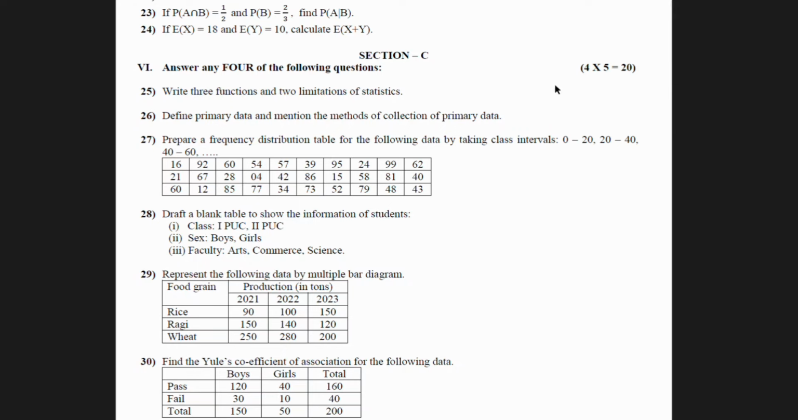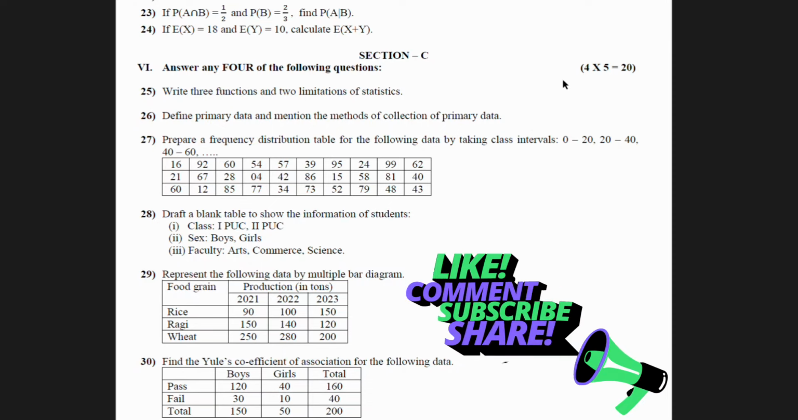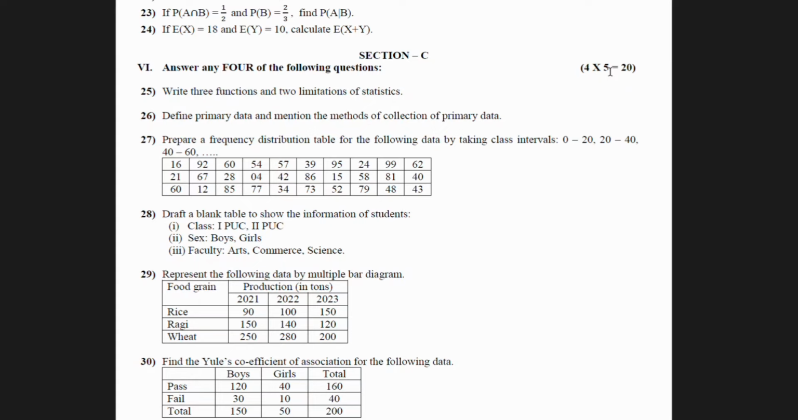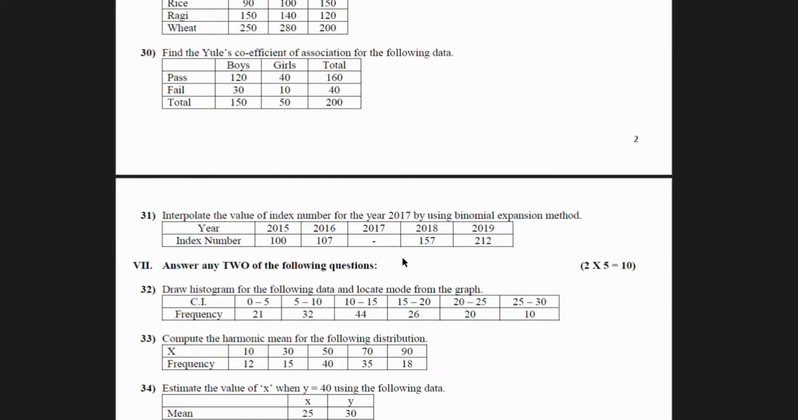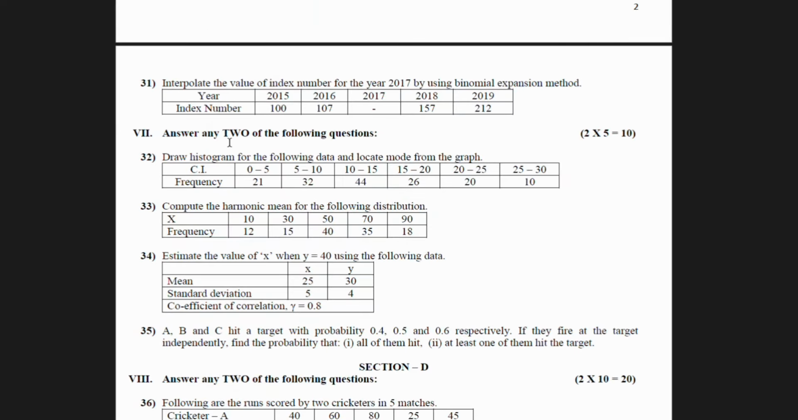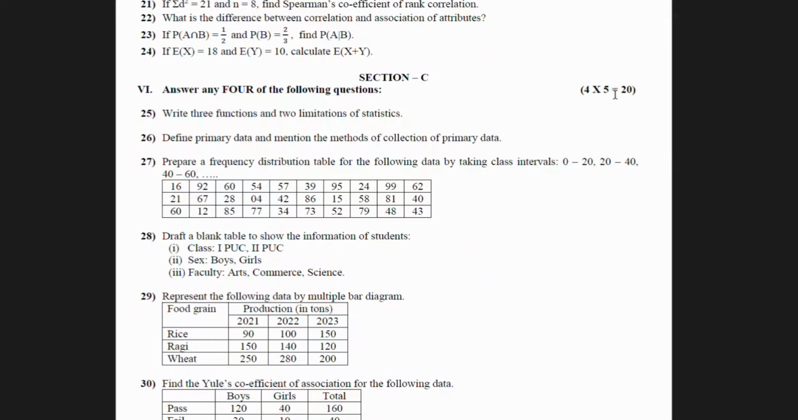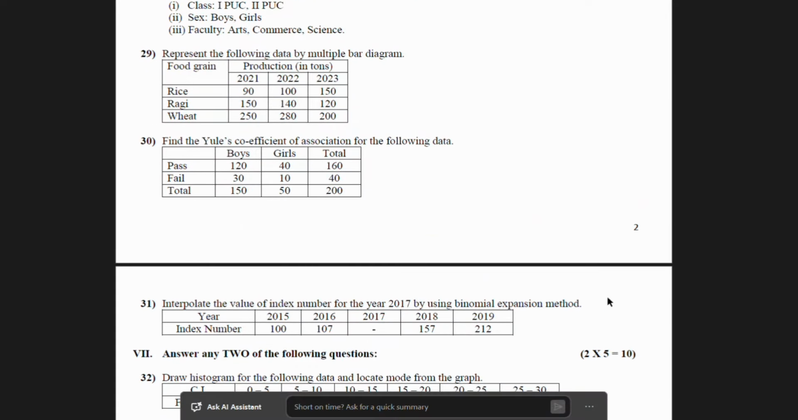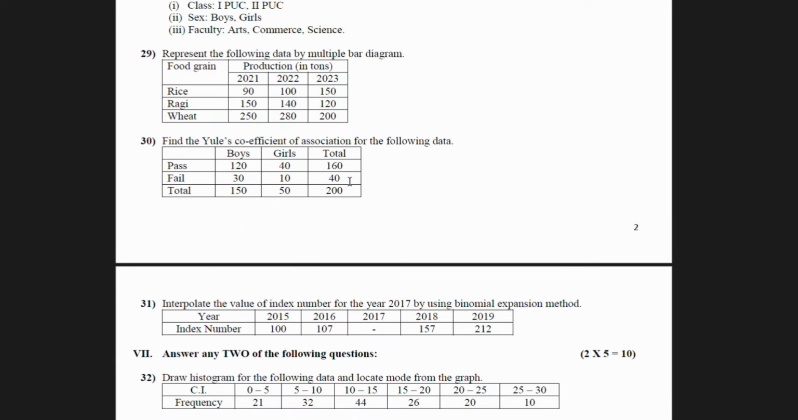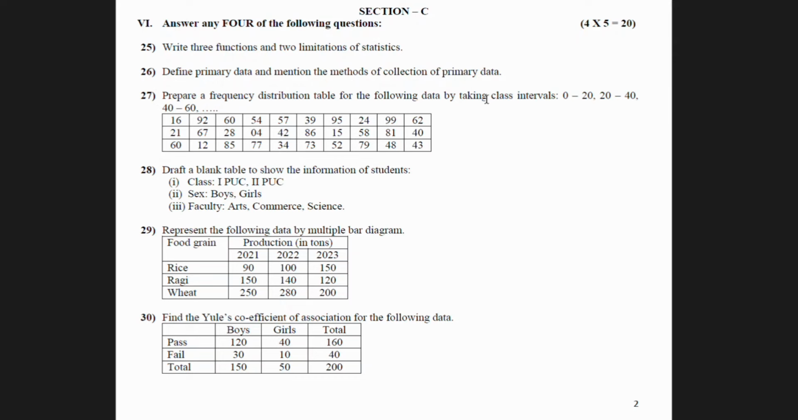So section C has questions which contain 5 marks each. In the first subsection you have to write 4 questions and each carries 5 marks, and in the second subsection you again have 4 questions out of which you have to write any 2, each of which carries 5 marks. So here total 20 plus 10, you have 30 marks weightage here. Okay, so let us discuss the questions one by one.